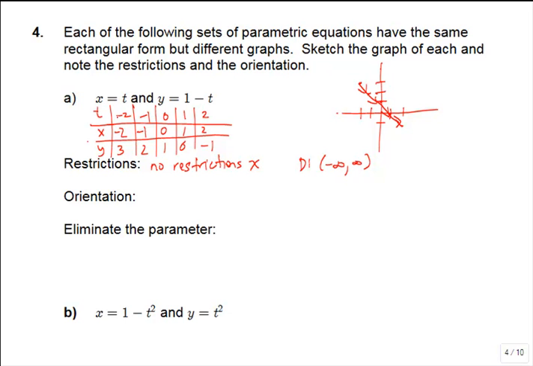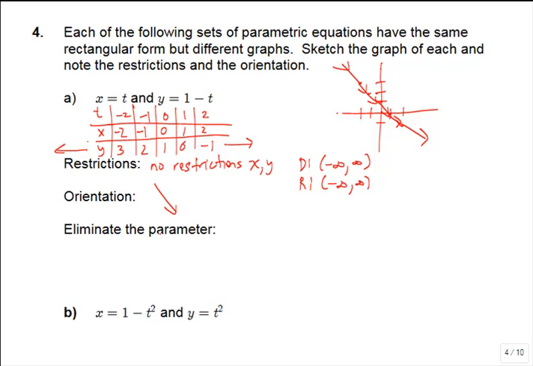If we let t become more negative, then these y's are going to continue to get bigger going this way. And if we let t become larger, then these y's are going to continue to get smaller going this way. So there's also no restrictions on y, which means the range for the y's is going to be all reals as well. So this is going to continue all the way down like that and come from up above like that. It's going to continue all the way. So our orientation would be in this direction.